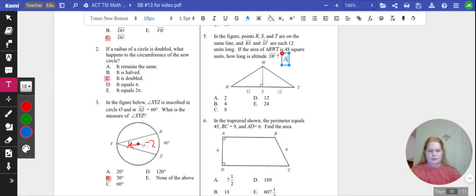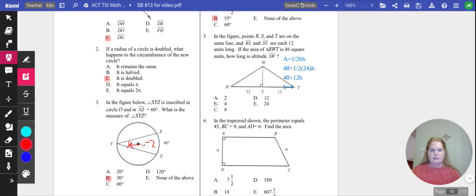Area of a triangle is half base times height. The area of this triangle, they say, is 48, equals a half times the base. The base is the bottom down there. 12 and 12 make 24, times the height. So 48 equals a half times 24, which is 12, times the height. Solve for H. H is 48 divided by 12, which is 4. So my answer is 4. It's a pretty nice, easy answer.